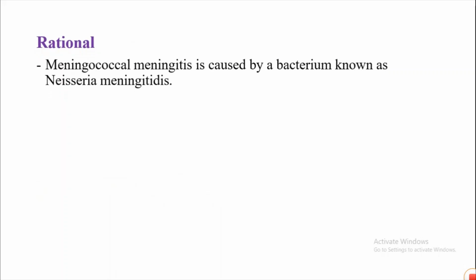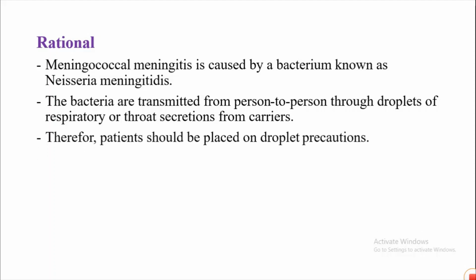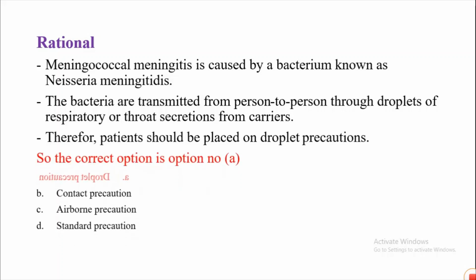Meningococcal meningitis is caused by a bacterium known as Neisseria meningitidis. The bacteria are transmitted from person to person through droplets of respiratory or throat secretions from the carrier. Therefore, the patient should be placed on droplet precaution. So the correct option is option number A, which is droplet precaution.